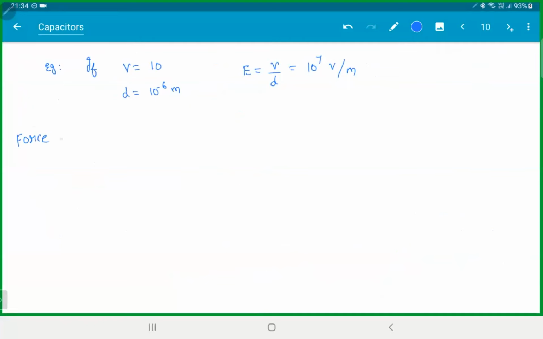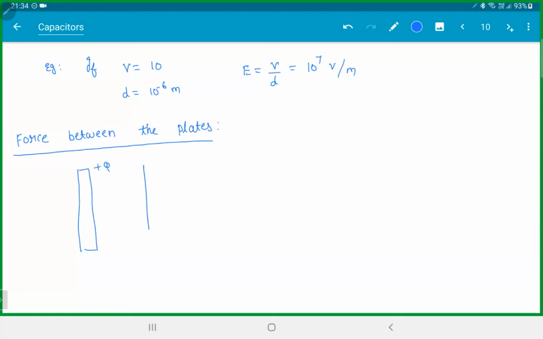So that is one thing. Next thing, force between the plates. If you have two plates with charge plus Q and minus Q, there will also be attraction between them.